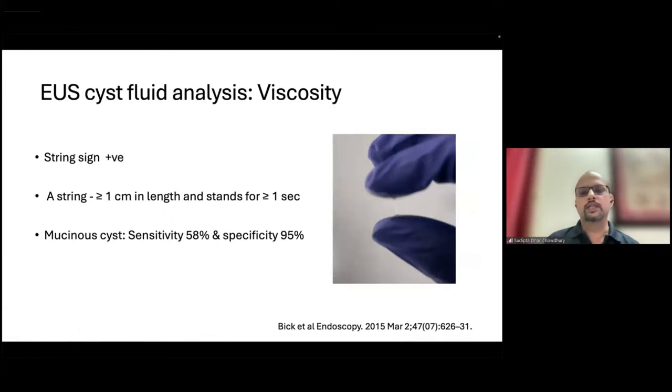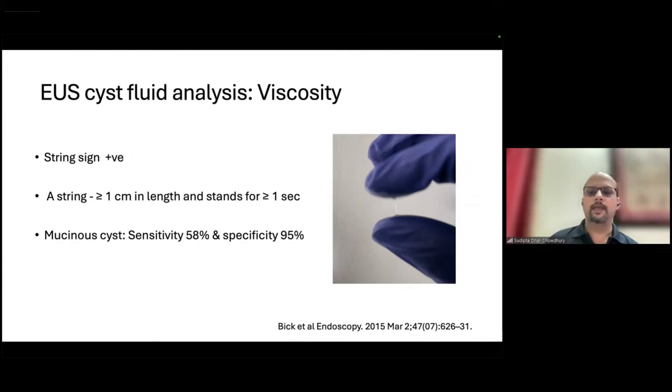Then, of course, EUS gives us the opportunity of puncturing the cyst, aspirating the content, and assessing the content. In the content, what we are primarily concerned about is to discriminate between mucinous and non-mucinous. And a very simple way to discriminate between mucinous and non-mucinous is a string test.